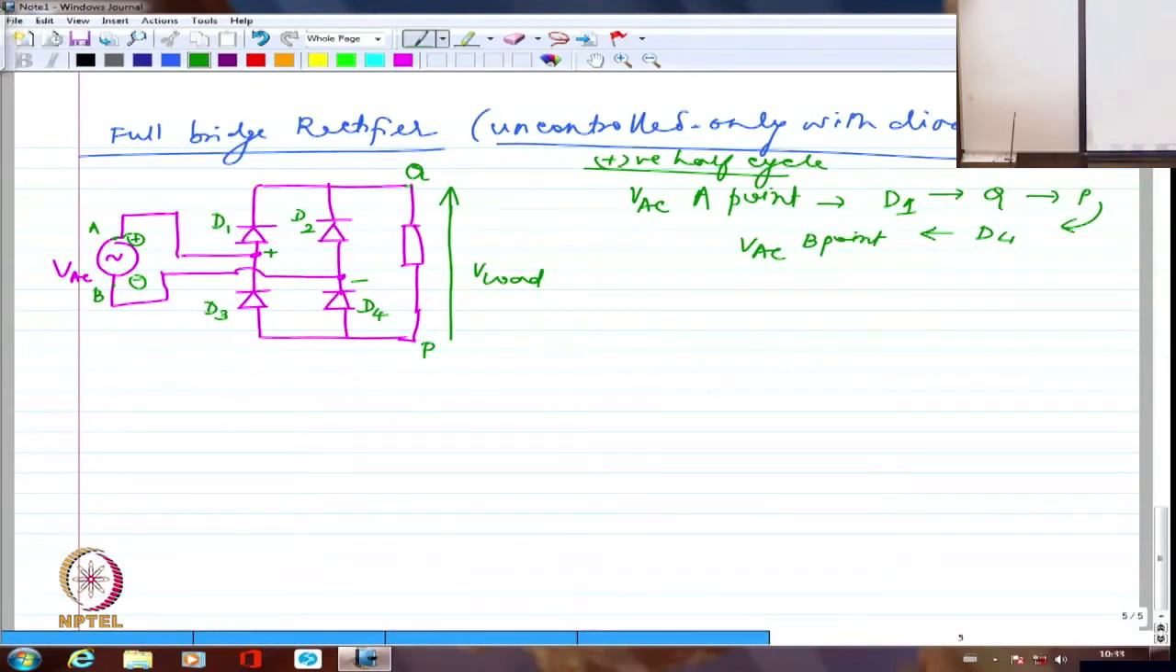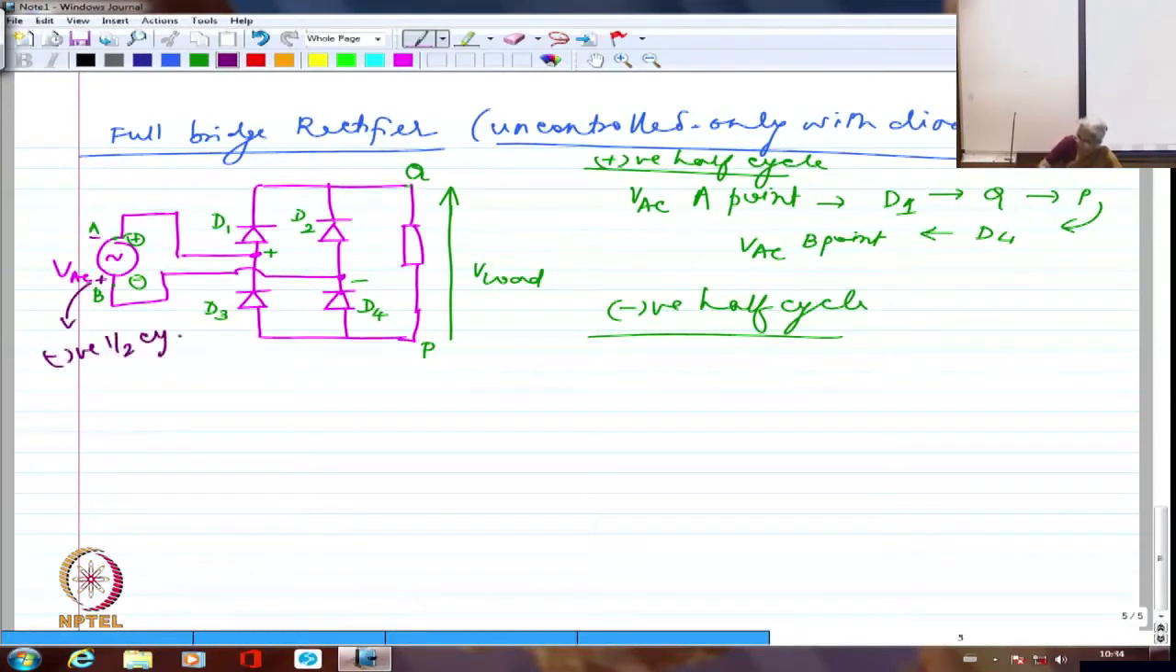So during the negative half cycle, I am going to have plus here and minus here. This is during the negative half cycle. So obviously, if this is plus, I am going to have this portion as plus. So if this is plus, I am going to have D2 forward biased. So D2 and D3 will be forward biased. Here, of course, D1 and D4 will be forward biased.